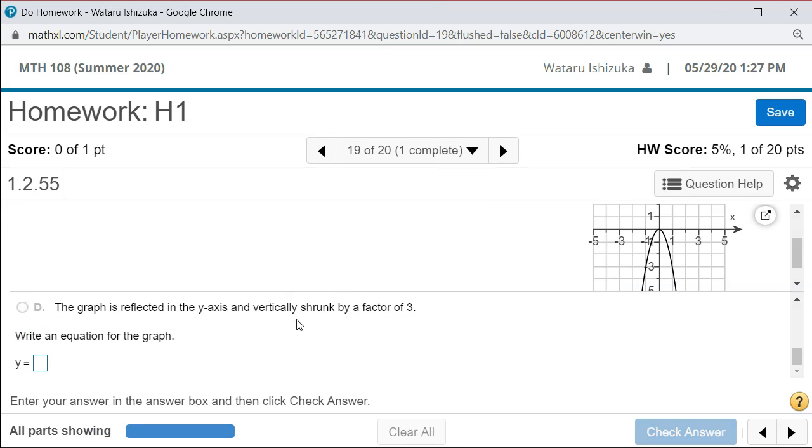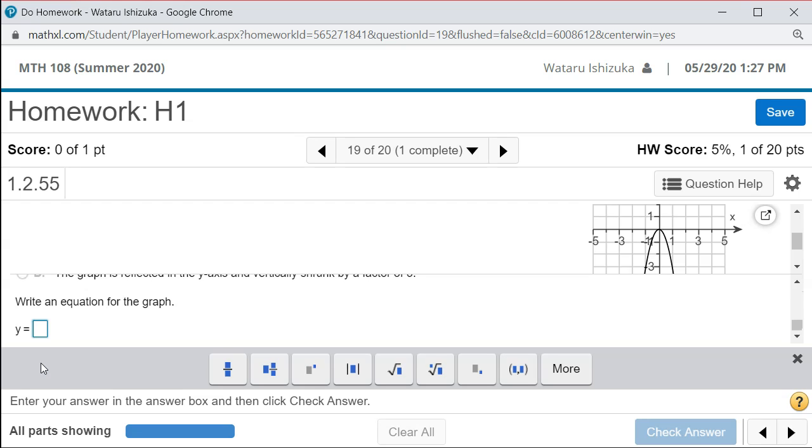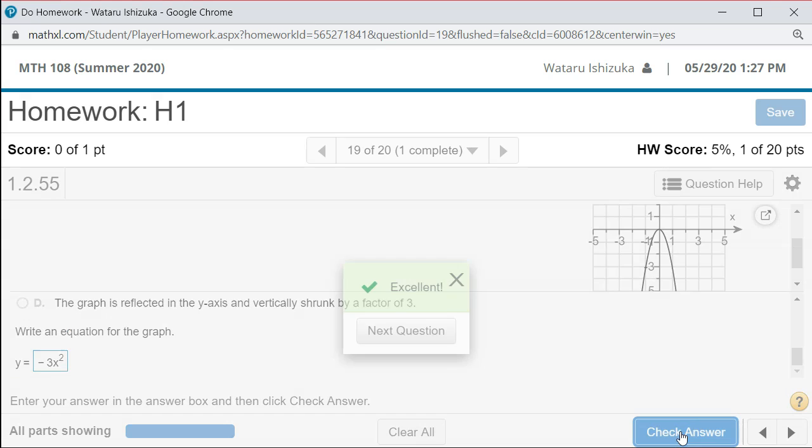Last part, write an equation for the graph. We're going to start with x squared. First, we apply reflection about the x-axis, so you put the negative sign in front of the function. Then we want to stretch it by a factor of 3, so I'm going to multiply by 3. Let's check the answer. We got that.